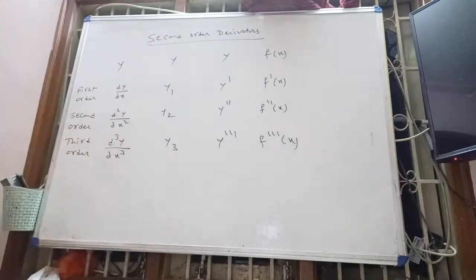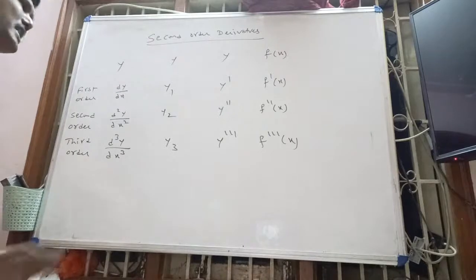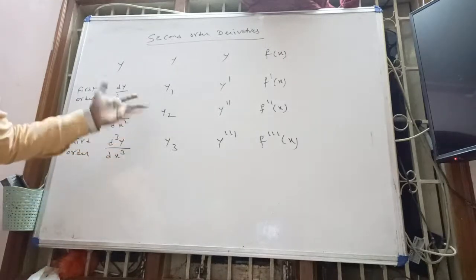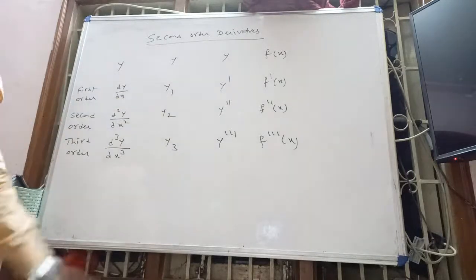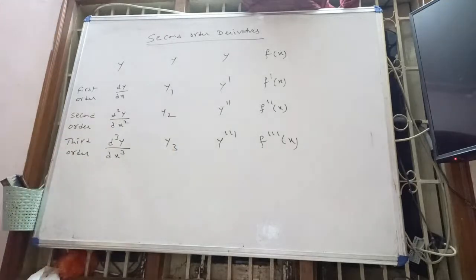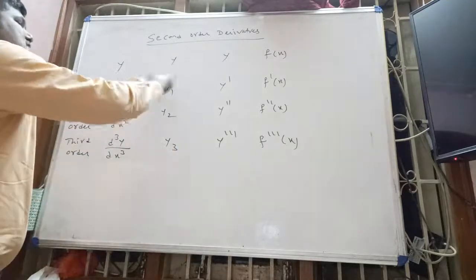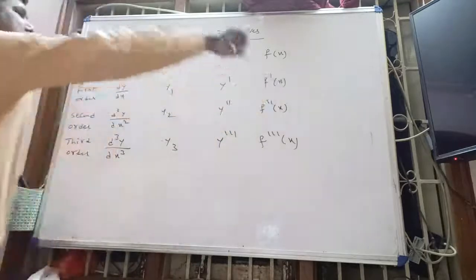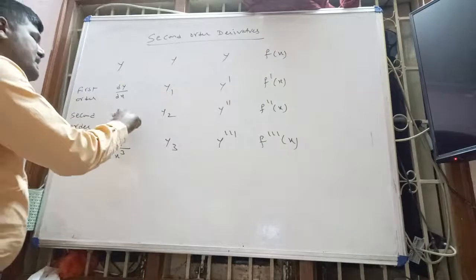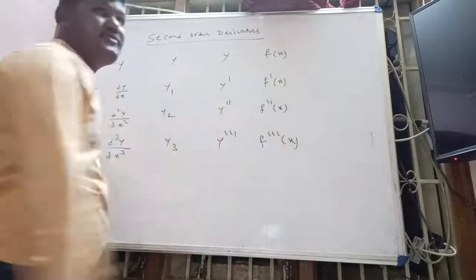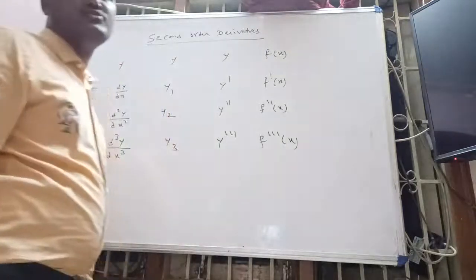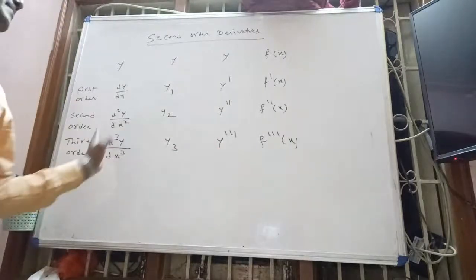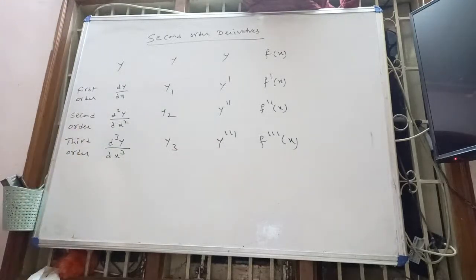These are the notations. In every question, they won't always ask dy by dx or d square y by dx square. They can use different forms, y2, y double dash, y dash, f dash of x, f double dash of x. All give the same meaning. That is very, very important. Dy by dx, y1, y dash, f dash of x, all four give the same meaning. Similarly, d square y by dx square, y2, y double dash, f double dash of x give the same meaning. D cube y by dx cube, y3, y triple dash, f triple dash of x give the same meaning. Understand? I hope everybody understood. Now we can start the problems.